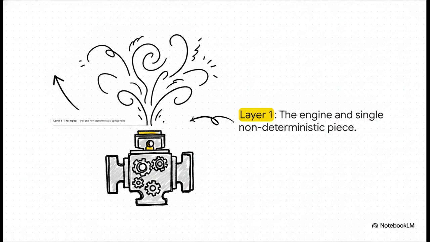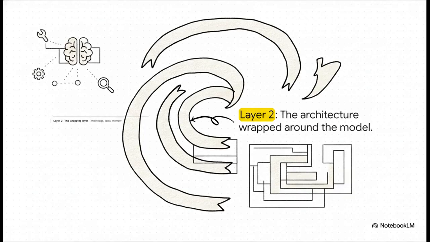With our problem fully scoped, we need a mental model strong enough to hang any AI use case on. We're going to build this from the bottom up, starting right here with layer 1, the model. This is simply the engine, and it's the single non-deterministic piece of our whole system. You just pick a model that clears the bar for the task, but keep in mind the vast majority of your engineering effort actually won't be spent here. Stacked right on top of that is layer 2, the wrapping layer. And this, my friends, is where most of our architectural design actually lives. This is the heavy lifting architecture you wrap around that raw model to make it truly useful.